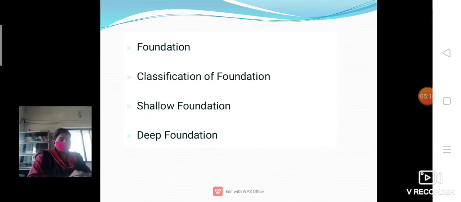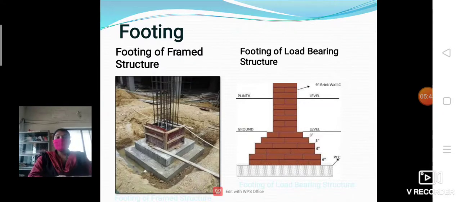This is the foundation. Substructure components: we have to understand about the components. In the superstructure, beams, columns, slabs, lintels, and sills, which are above the ground level, are contained in the superstructure, and what is below the ground level is contained in the substructure. So foundation, classification of foundation: shallow foundation and deep foundation, which we learned in the foundation point. These are all the footings.